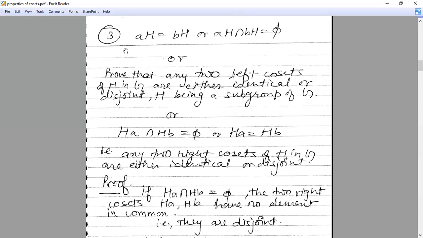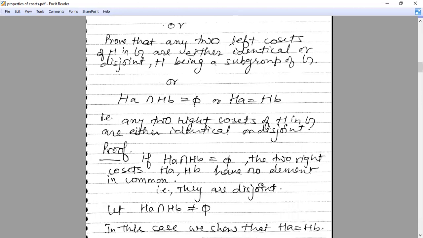We can also state this property as: prove that any two left cosets of H in G are either identical or disjoint, H being a subgroup of G. Or we can say that HA, this is for right coset. So this was for left coset. Now the same result is written for right coset. HA intersection HB is equal to phi or HA is equal to HB. That is, any two right cosets of H in G are either identical or disjoint.